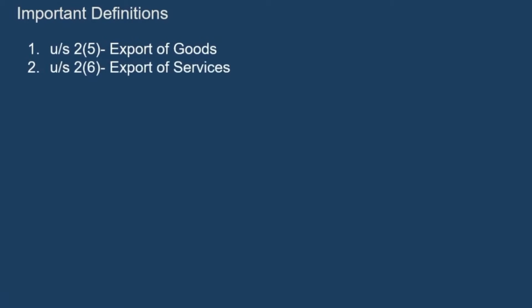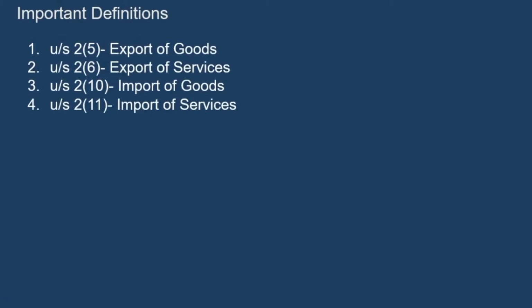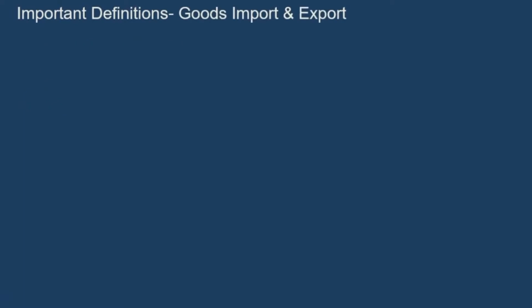Now, in continuation with our discussion on IGST, let us first try to understand some basic important definitions. The first one is under Section 2(5), Export of Goods. Under Section 2(6), Export of Services. Import of Goods, and Import of Services. So first let us try to understand what is export or import of goods, and then we will discuss services.